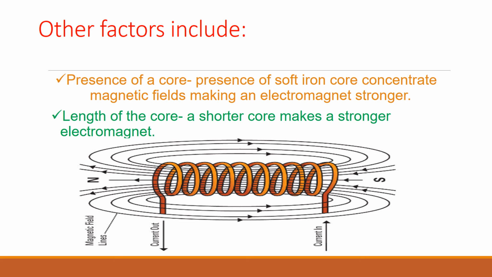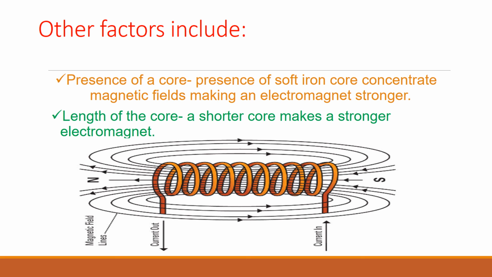So in summary, four points, in fact five points, determine the strength of an electromagnet. One is current. The higher the current, the stronger the electromagnet. Two, the number of turns. And as I said, don't use the number of coils. The more the number of turns, the stronger the electromagnet. Three is the shape of the core. The U-shaped core creates a stronger electromagnet as compared to a bar shape. Four is the length of the core. The shorter the length of the core, the stronger the electromagnet.